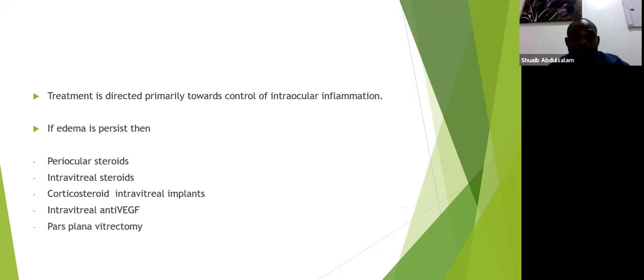And this includes your periocular steroids, your corticosteroids, and all what have you. You could also use your intravitreal steroids, then also corticosteroid implants. You could also use your intravitreal anti-VEGFs. Then pars plana vitrectomy, but this is usually reserved for cases where you have an epiretinal membrane or vitreomacular traction, because those will not resolve with your medical therapy.